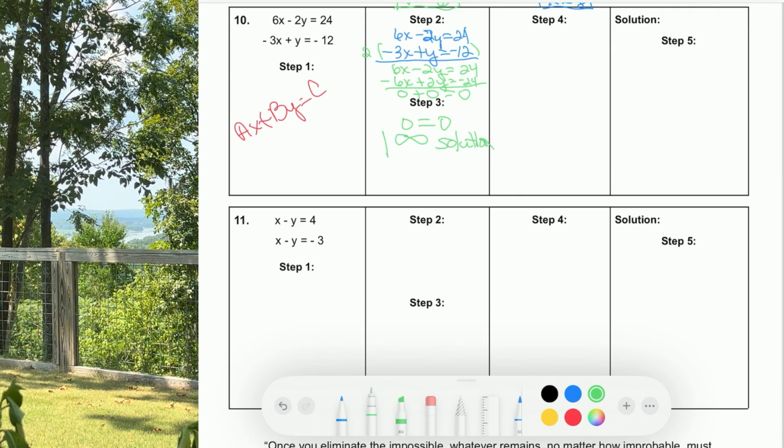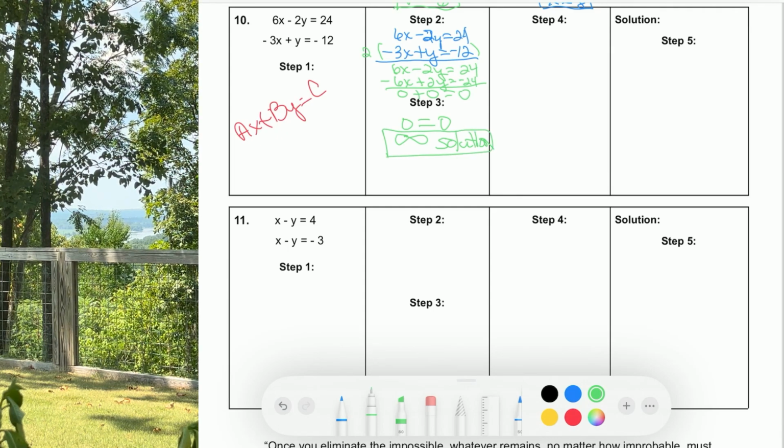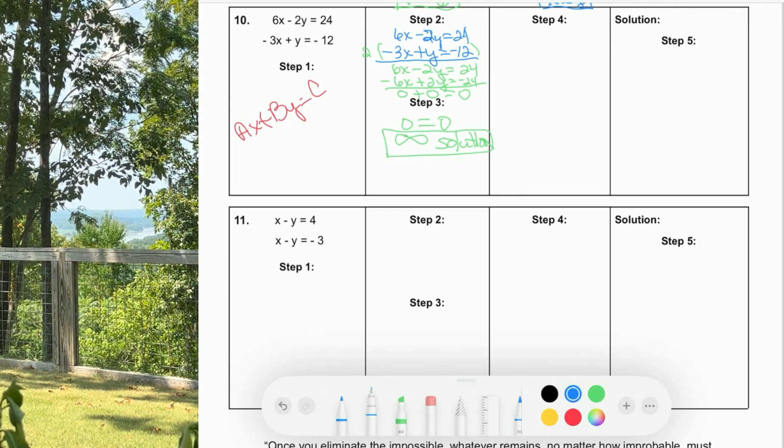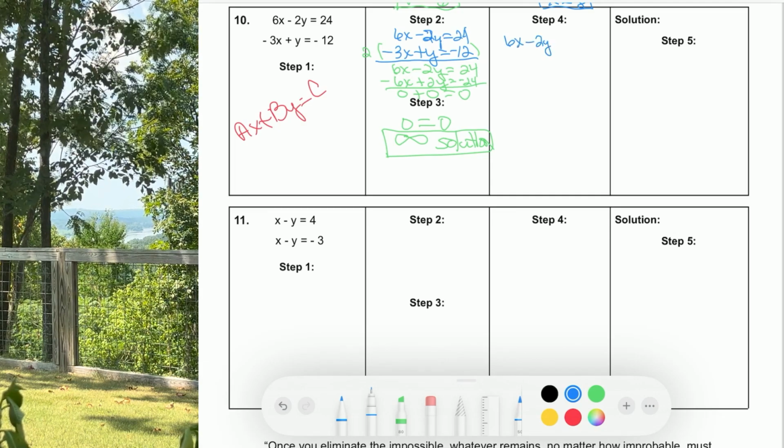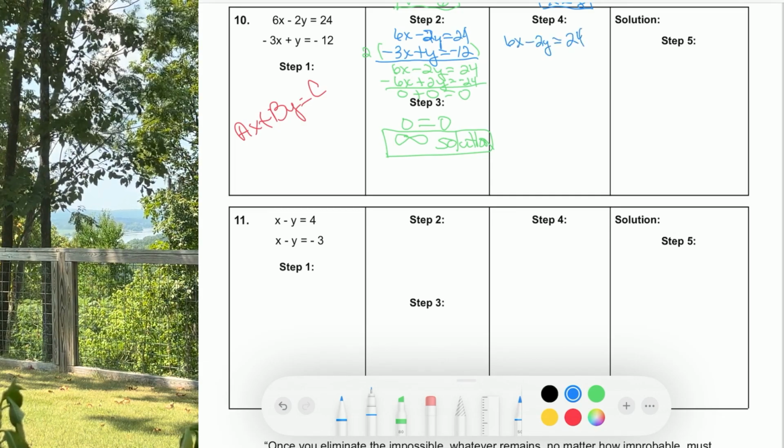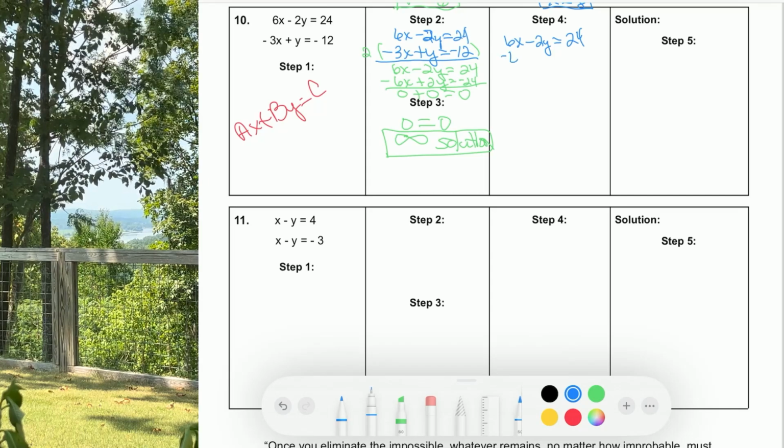So remember, the way we check that is we get our equations into the slope-intercept form. So I'm going to do that just to verify. So I'm going to move my 6x.